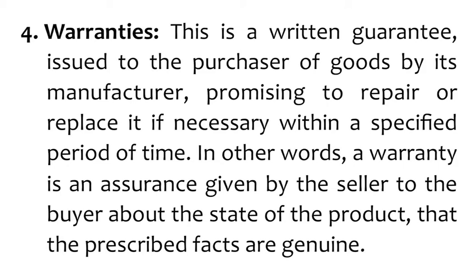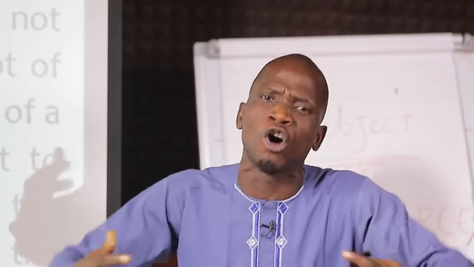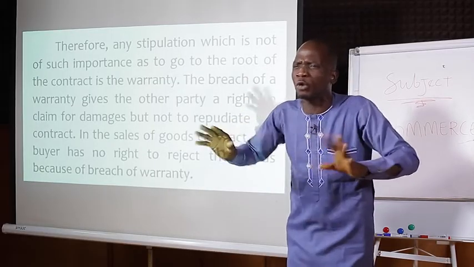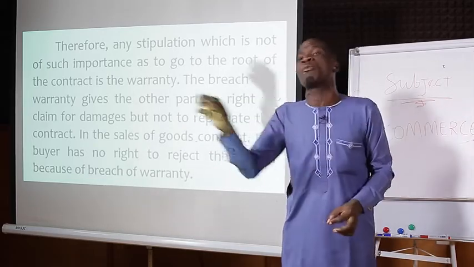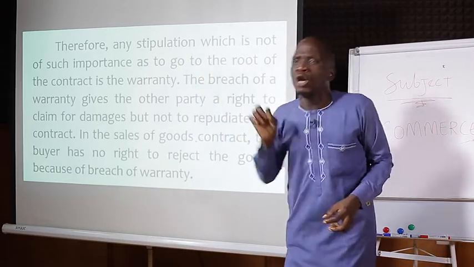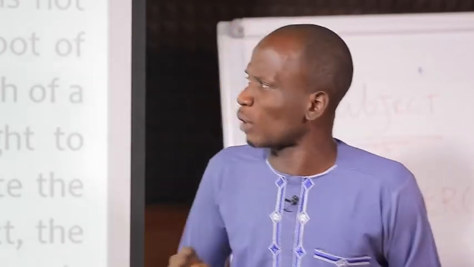Therefore, a warranty is a written guarantee issued to the purchaser of goods by its manufacturer, promising to repair or replace it if necessary within a specified period of time. In other words, a warranty is an assurance given by the seller to the buyer about the state of the product, that the prescribed facts are genuine. When you are buying an item, the seller will give you the assurance of how long you will continue to use such a product, or for how long it will serve you without any problem. And in the case when the product develops any problem, you have a right to take it back to the seller to either repair it or replace it for you. That is what we call warranties.